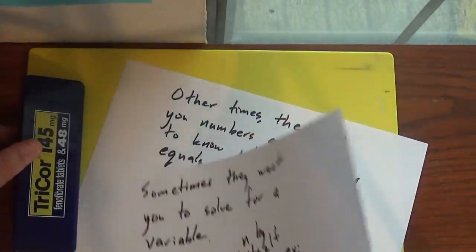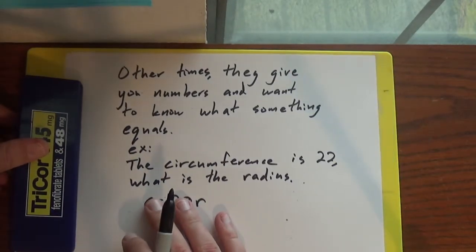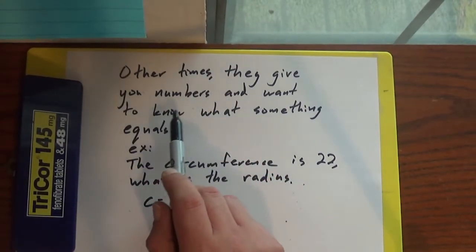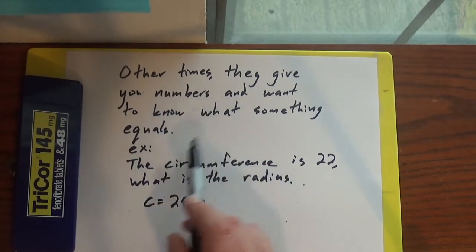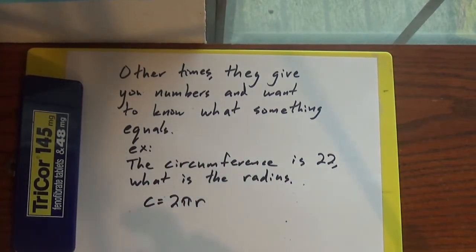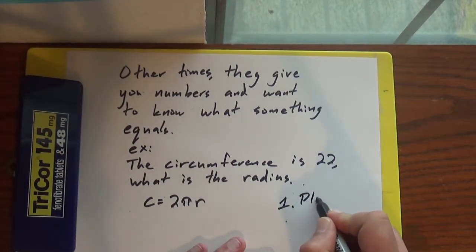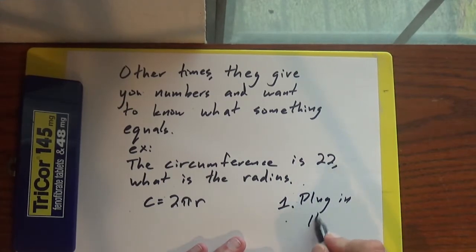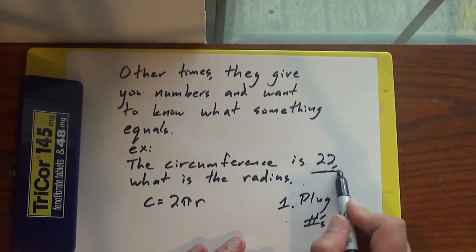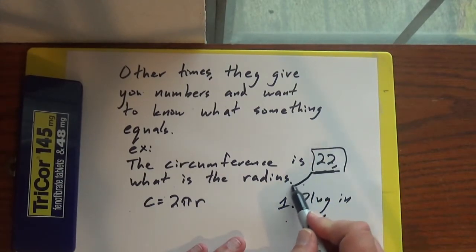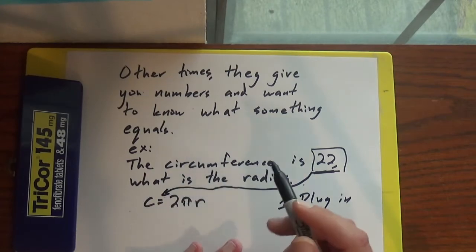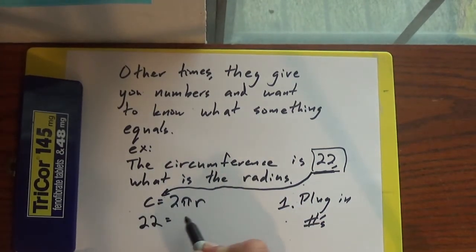Sometimes they want you to give an actual number. So if they give you actual numbers and they want to know what something equals, we need to do it differently. So in this one, the circumference is 22. What is the radius? And they gave us the equation. First step we're going to do, plug in the numbers. So right here we've got 22, and we're going to put it right there. So 22 equals 2 pi r.